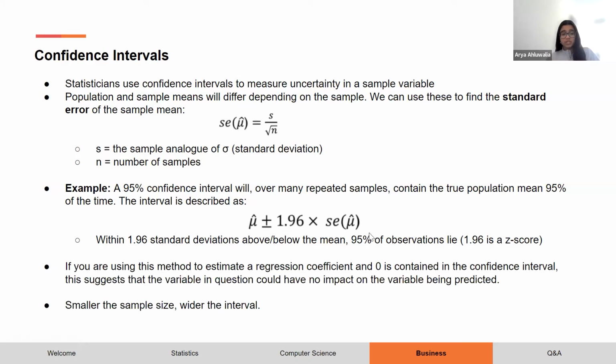So some general notes about confidence intervals is that if you're using confidence intervals to estimate a regression coefficient, and you find that 0 is contained within the confidence interval, then there's a possibility that the variable that you're looking at actually has no effect on the variable that you're predicting. And also in general, the smaller the sample size, the wider the interval, because there will be more uncertainty.